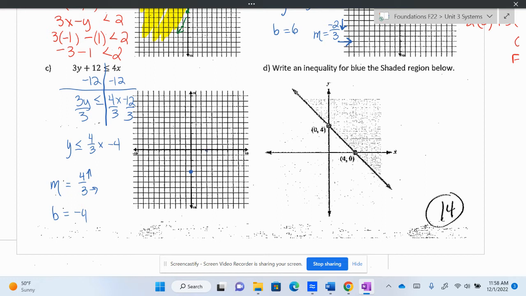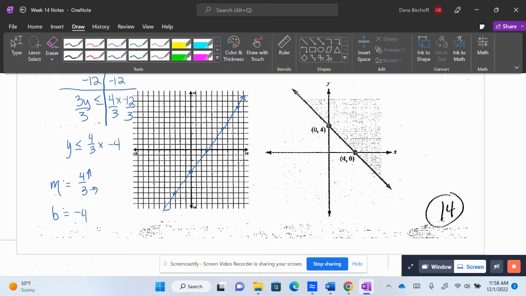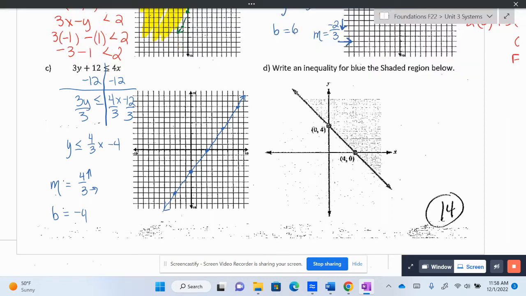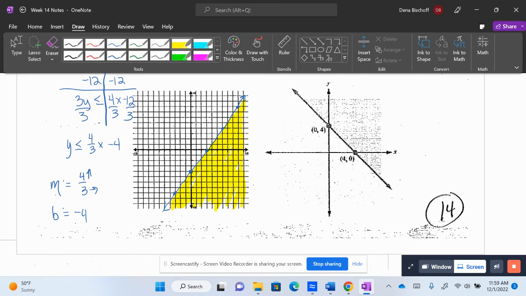Is my line going to be solid or dashed? Good job. So there's my solid line. Am I going to shade above or below? Below. Okay. Do we need to choose a test point, or do you guys feel good about this?